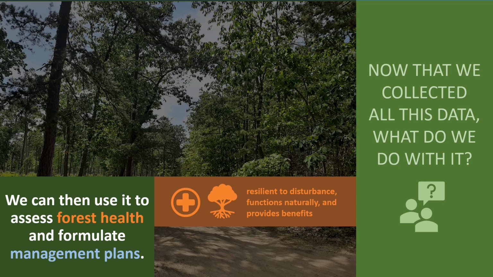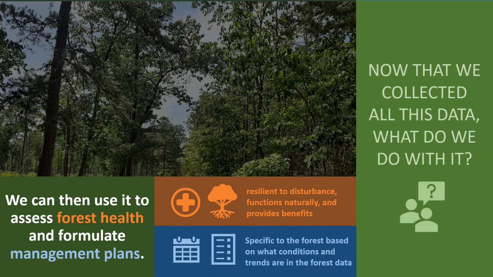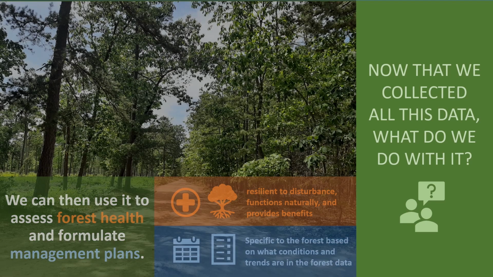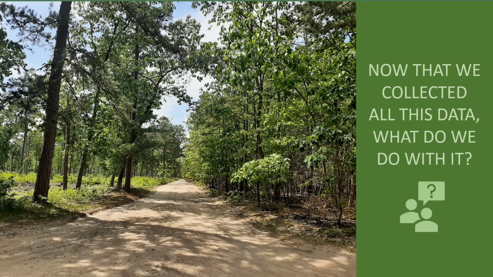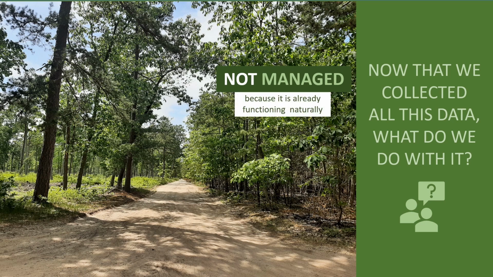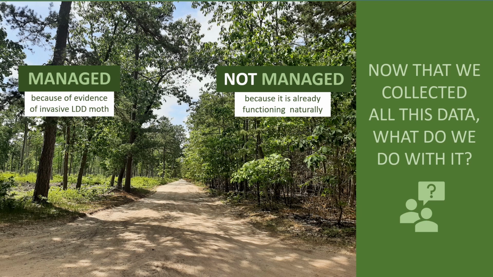Management plans are written for specific forests based on what conditions and trends we see in the forest data that we collect and analyze. For example, in this photo, the forest on the right side of the road is not currently being managed, but the forest on the left side of the road was managed because data showed us that invasive LDD moths were killing off the mature oak trees in the canopy. Our management goal was to grow back a healthy forest of predominantly oak and shortleaf pine species, and we continue to collect data here to ensure that our management is successful and doesn't need to be adapted.